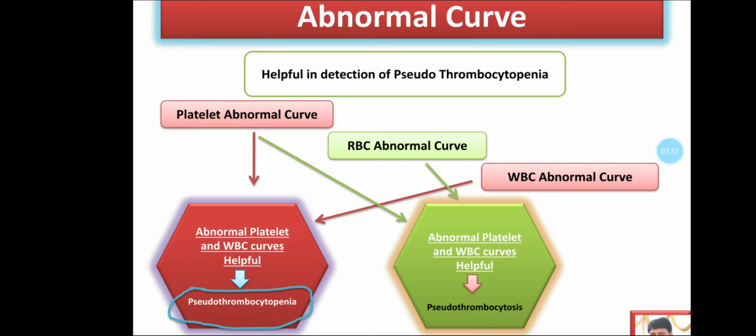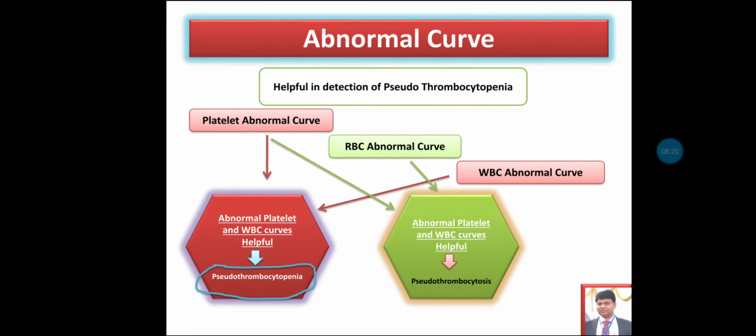So an abnormal platelet curve along with an abnormal WBC curve will help in the diagnosis of pseudothrombocytopenia. On the other hand, whenever there is an abnormal platelet curve and an abnormal RBC curve, then this can be helpful in diagnosing pseudothrombocytosis. So these are the two conditions which can be easily interpreted by knowing these changes in the histograms.